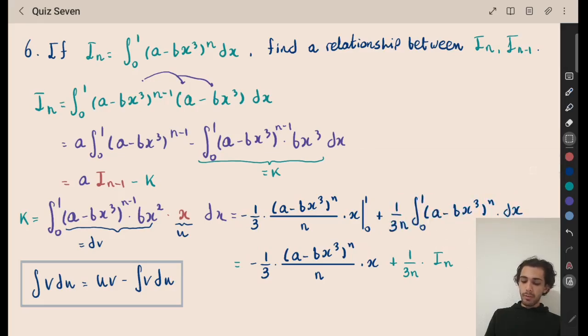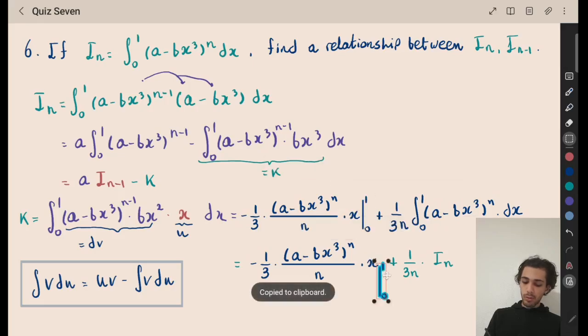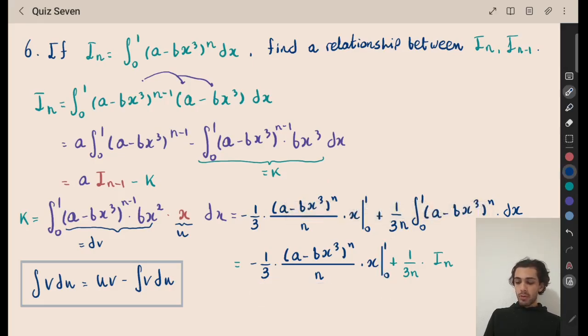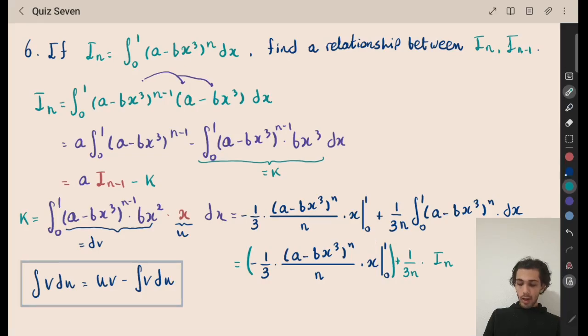So this is what we have. I still need to evaluate this from 0 to 1. Now, if you would like to evaluate this part, then you need to plug in x is equal to 1, and then you plug in x is equal to 0.